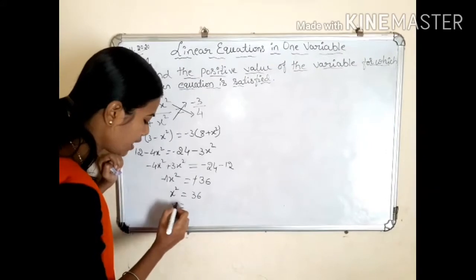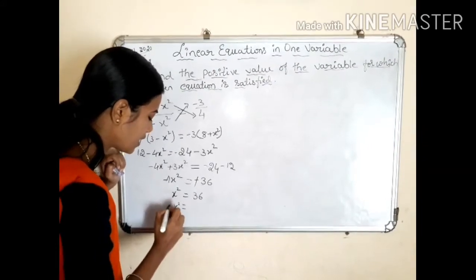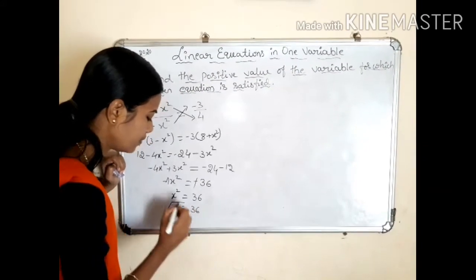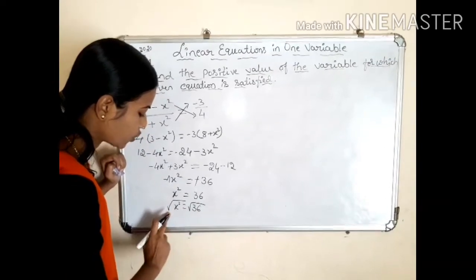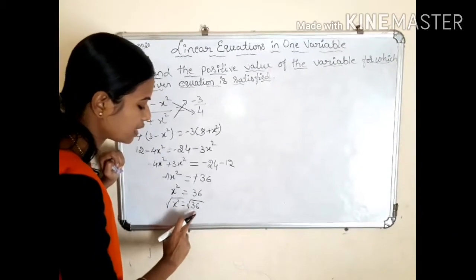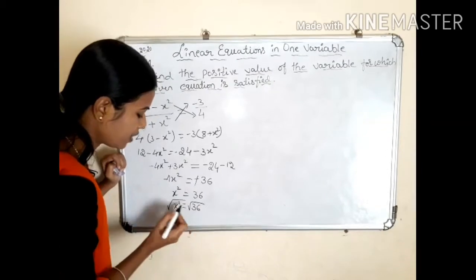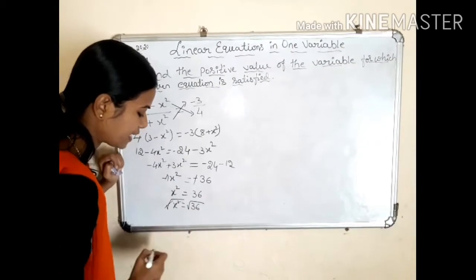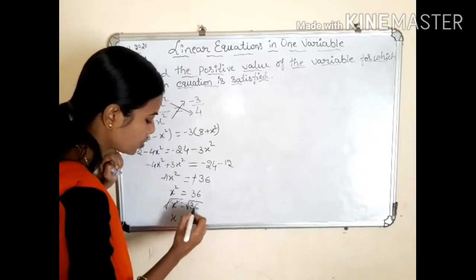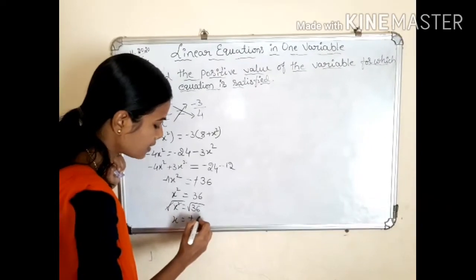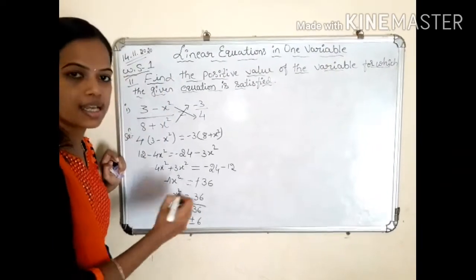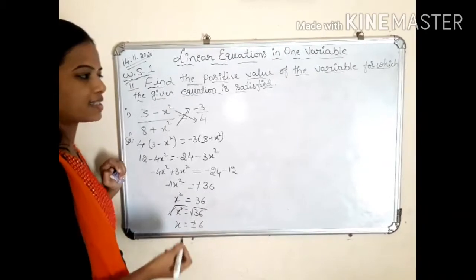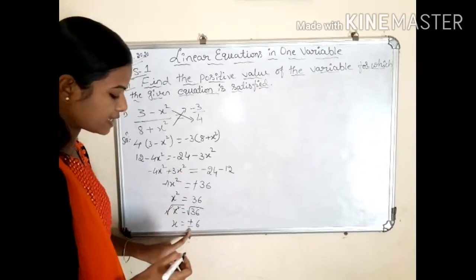One step I will show here. x square is there here. Take square root on both sides. Then you will get square root of x square is equal to square root of 36. Square and square root get cancelled. x is equal to plus or minus 6. Square root of 36 is 6, since 6 6s are 36. Why did I write plus or minus here?